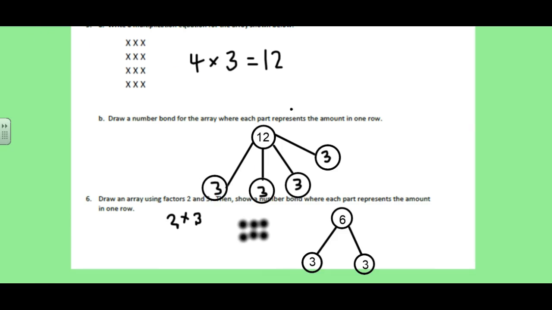Okay, so at the top of your number bond, you should have had 6, because that's the total amount of dots or whatever you drew in your array. And then you're going to have 2 parts in your number bond, because there were 2 rows. And then it said that each part of your number bond needed to represent the amount in one row. So in one row, you see we have 3, meaning each row has 3. So both parts of your number bond need to have the number 3.